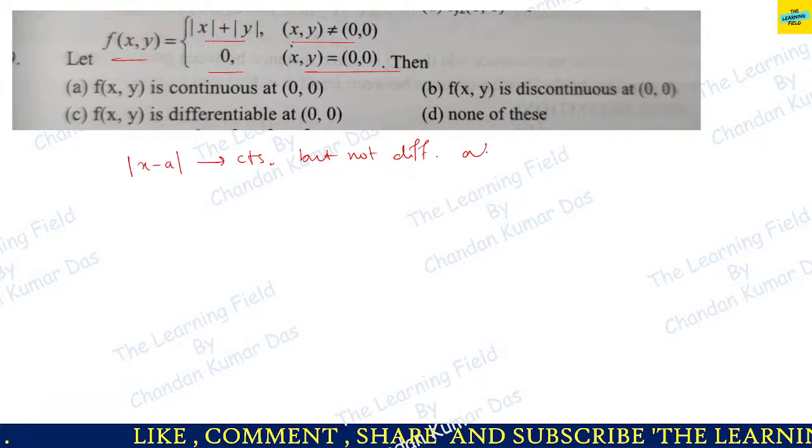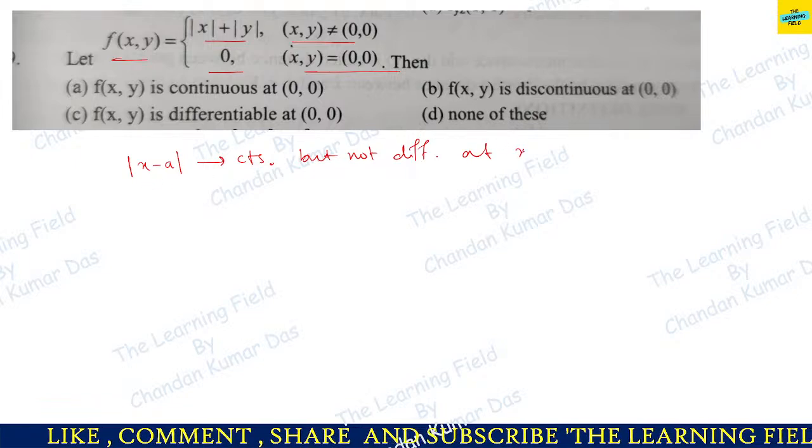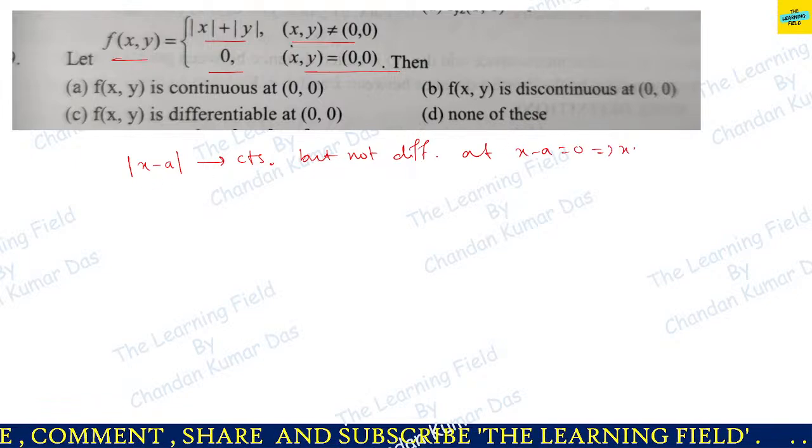The next question, it says that f of xy equal to mod x plus mod y, xy not equal to 0, equal to 0, xy equal to 0 0, then which one of the following statements are true? We all know that this mod function, suppose if we write mod of x minus any point a, we all know that this is continuous, okay, but not differentiable at the point x minus a equal to 0, that is x equal to a.